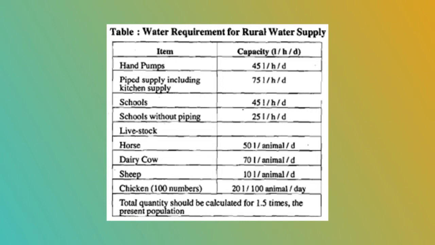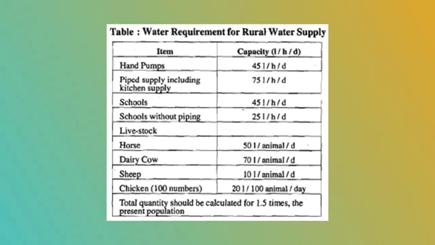Hand pumps capacity 40 liters per head per day. Pipe supply including kitchen supply, this is 75 liters per head per day. Schools 45 liters per head per day. Schools without pumping 25 liters per head per day.